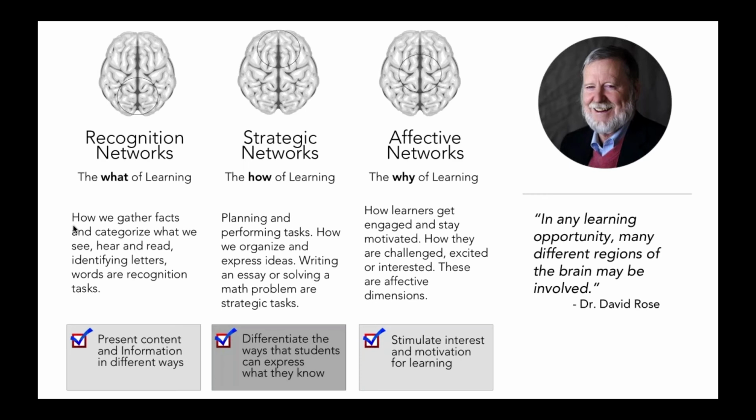The strategic networks, the how of learning, planning and performing tasks, how we organize and express ideas, writing an essay or solving a math problem are strategic tasks. The affective network, the why of learning, how learners get engaged and stay motivated, how they are challenged, excited, or interested. These are affective dimensions. I hear schools every day talking about, how can we engage our learners? What do we do to do that? And the UDL framework is very clear on that.